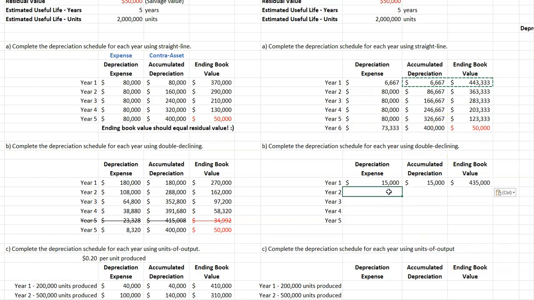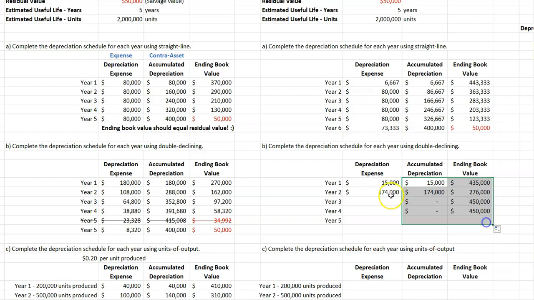Okay. Now, when we get into year 2, we're just going to pick up our formula the same way as we did for full year depreciation. 40% of book value, but now we have a new book value. Let me drag this all the way down.